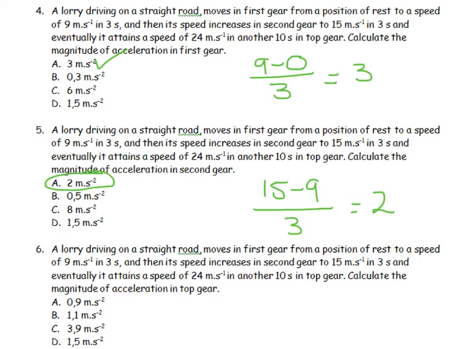And we've got the same story, and what is going to happen in top gear? Final velocity 24 minus initial velocity 15, and we're going to divide this by the time of 10 seconds in the third gear. So that was going to be 9 divided by 10, which is 0,9 meters per second squared. Notice acceleration has a unit of meters per second squared.